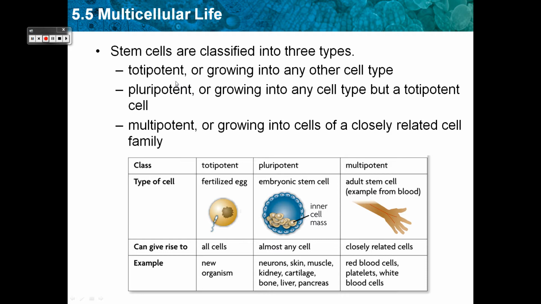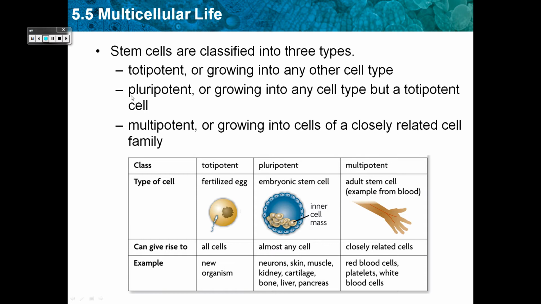The first kind is totipotent, and toti sounds like total. That means the totipotent cell can become any cell in your body. This is a fertilized egg, and maybe the first or second division of a fertilized egg is totipotent, and it can become any cell in your body.